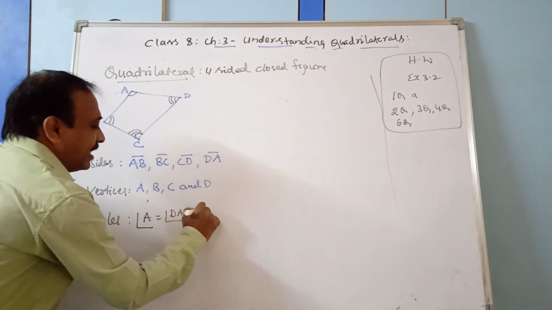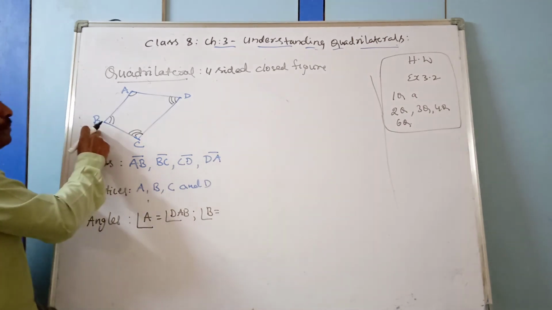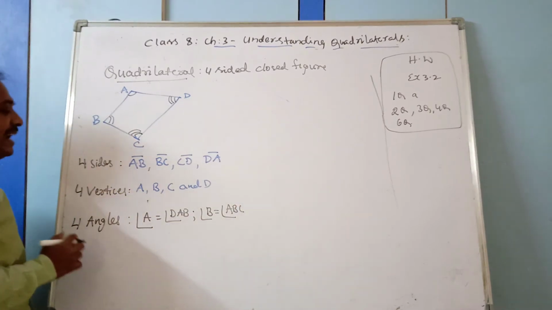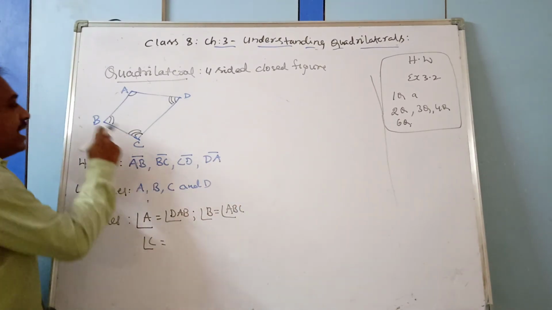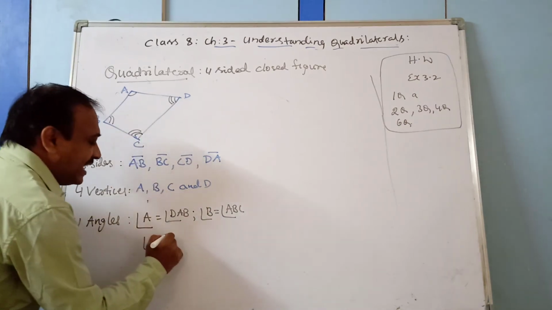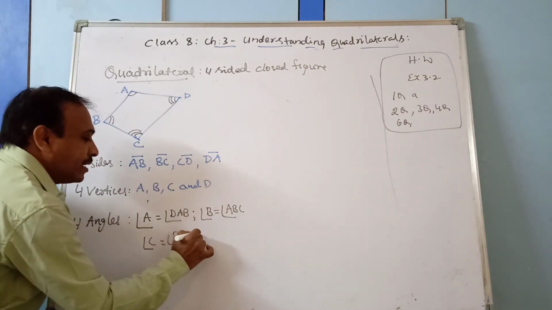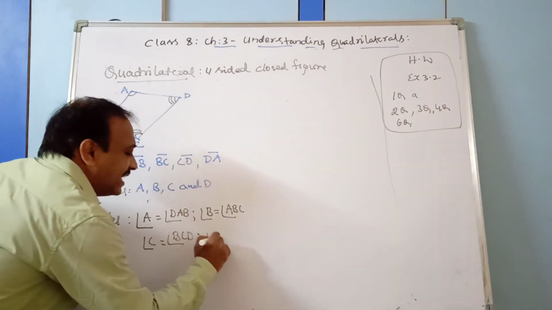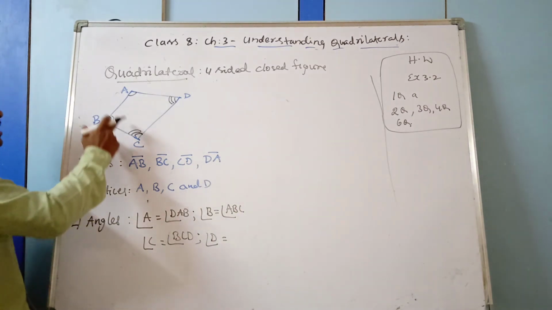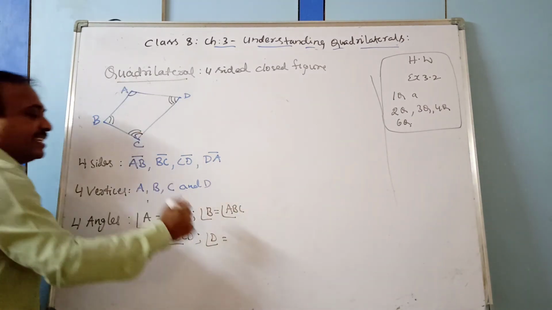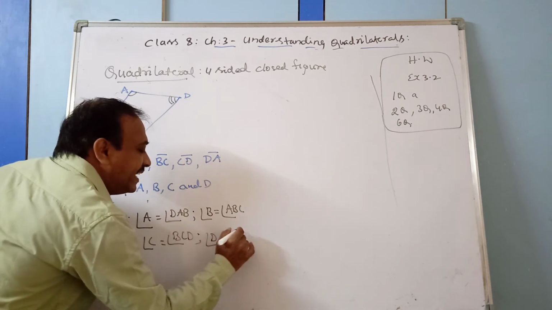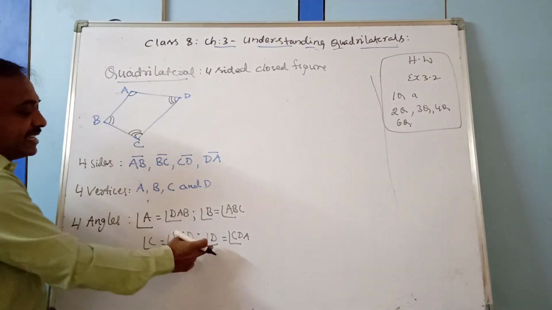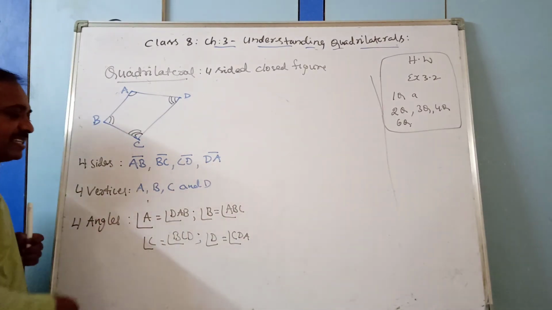Next, angle B. If you take angle B, that is angle ABC. If you take angle C, it is angle BCD. This is the single letter and this is three letters. Next, angle D: you can say either angle CDA or ADC. So, four angles are there.